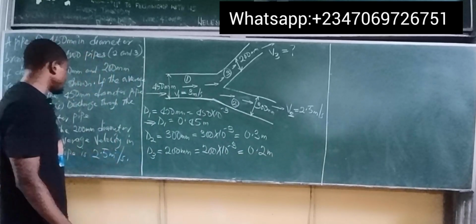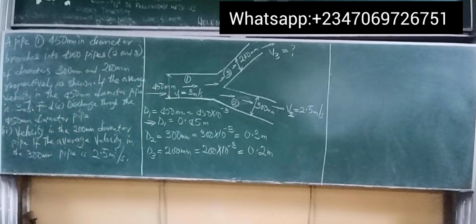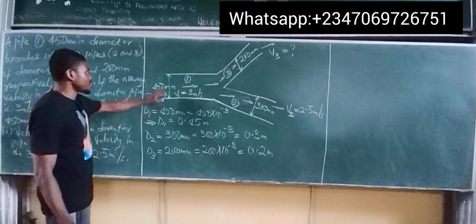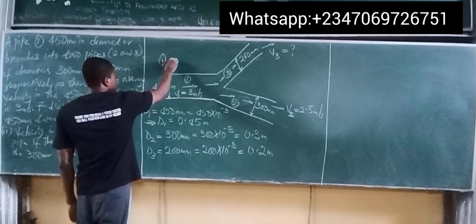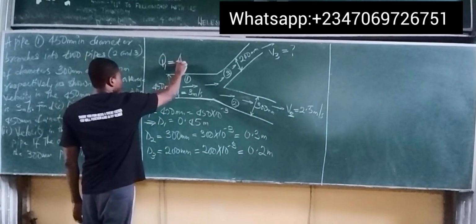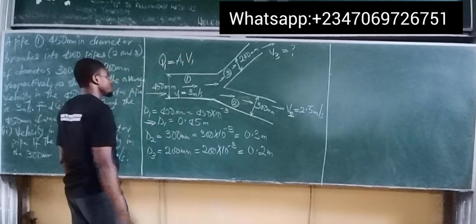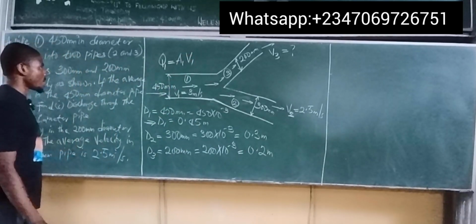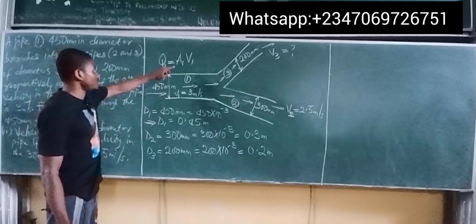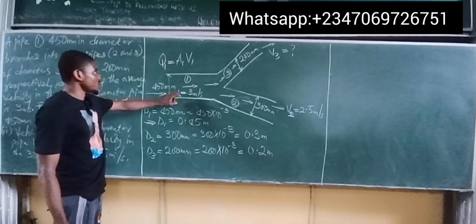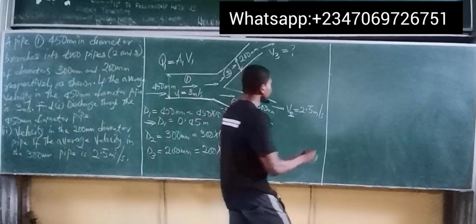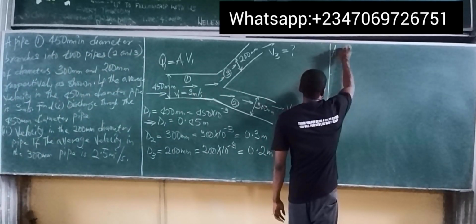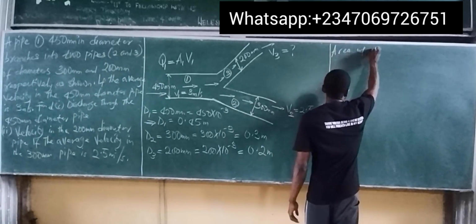Now, the first question says calculate the discharge in the 450 millimeter diameter pipe, which is the first discharge here. Okay, and we know that discharge in this pipe Q1 is simply equal to area 1 times velocity of flow in the pipe V1. So all we need to do is to obtain A1, V1 is given to us already, and then complete the discharge. Okay, so A1, that's area at section 1, area of pipe 1.